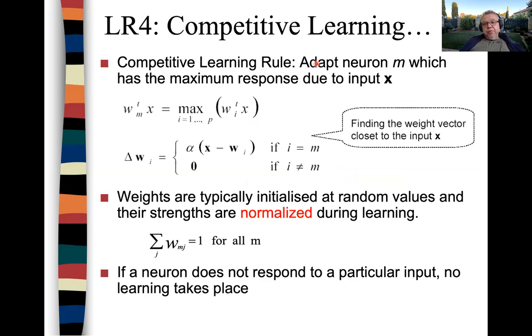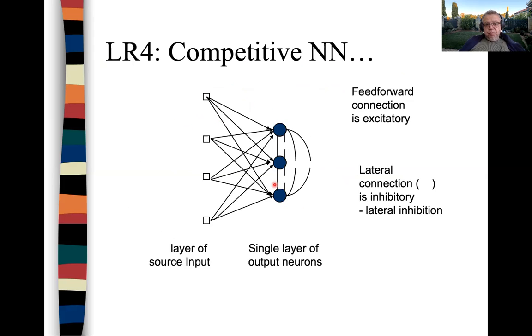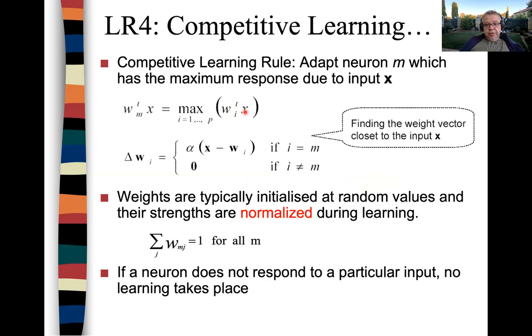So the competitive learning rule works as follows. The neuron M, which has the maximum response due to input X, is changed. Its weights are modified, meaning that if you have an input X, you compute the response w_i^T x for all P output neurons, and you pick the neuron M which has the maximum response. Then for all the other neurons, you don't change the weights, but for neuron M, you make that weight closer to the input. So you take a fraction of the difference between X minus W. You make W_M a fraction closer to your input. We're going to see a diagram later.